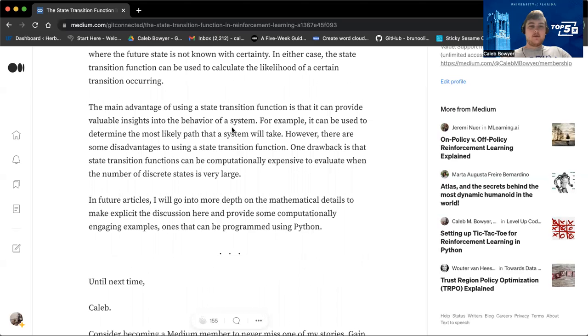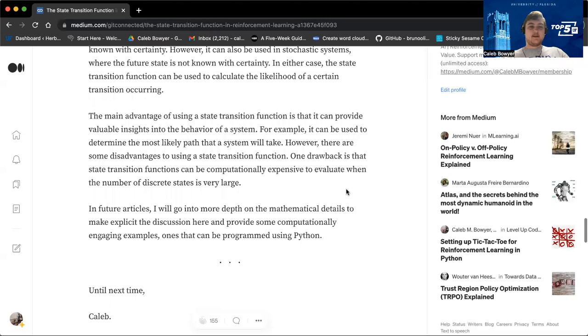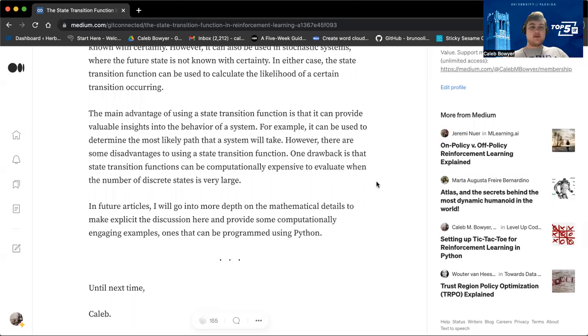The main advantage of using a state transition function is that it can provide valuable insights into the behavior of a system, that is the one we're trying to control, to minimize or maximize some objective function. For example, it can be used to determine the most likely path that a system will take. That is some state trajectory.